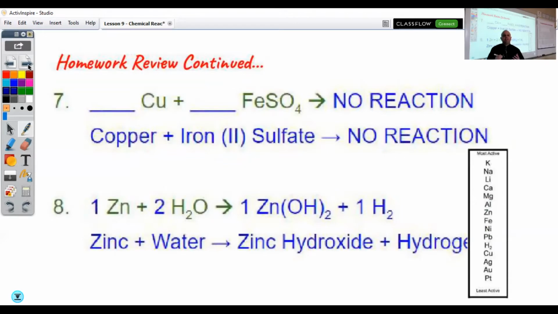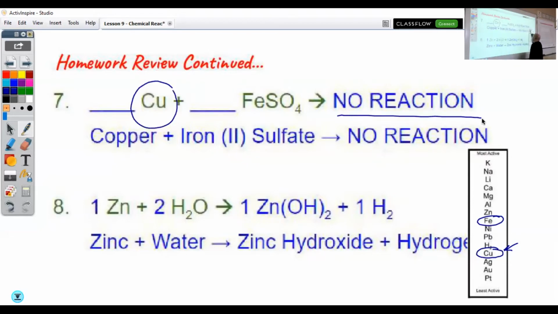Now let's take a look at problem number 7. In problem number 7, we're looking to compare copper and iron. And the reason why we do this first is exactly for cases like this one. In this case, if we look up the activity of copper and the activity of iron, we'll find out that copper is a lot less reactive, meaning when this reaction is all done, copper should be by itself. Well, when you look at the reaction, you'll notice that copper is already by itself. And because of that, no reaction will occur between copper and iron sulfate or iron(II) sulfate.